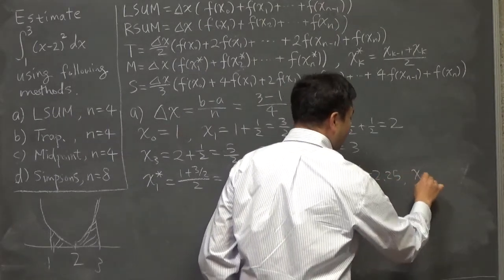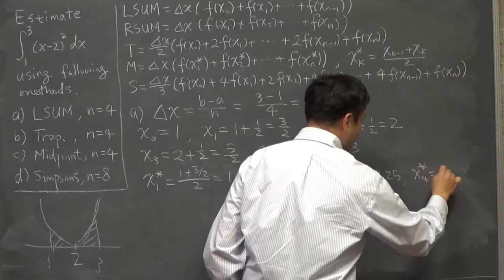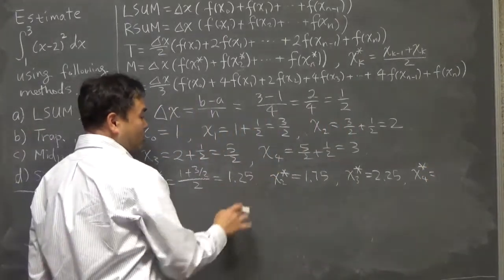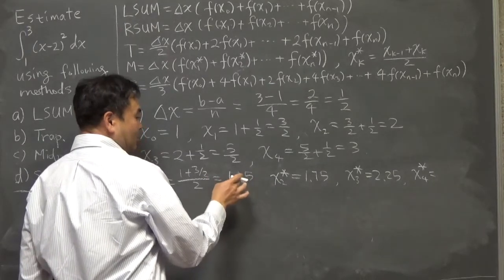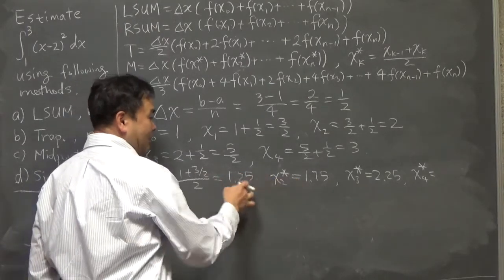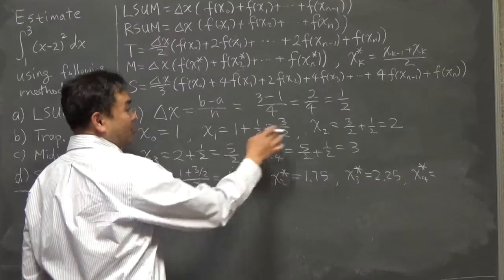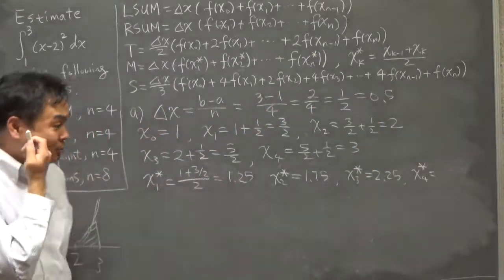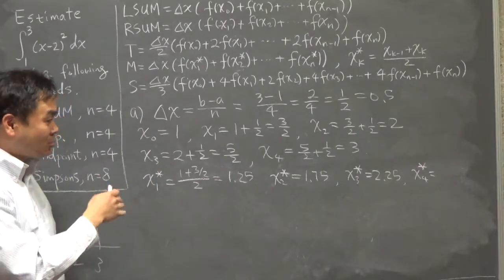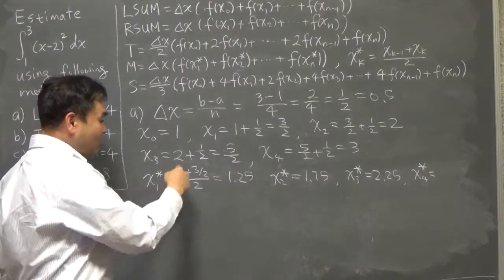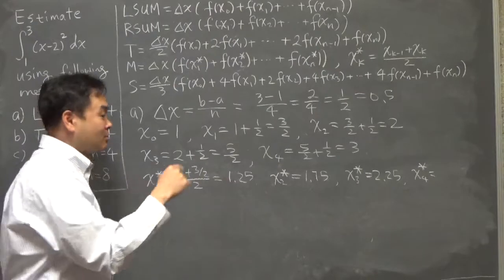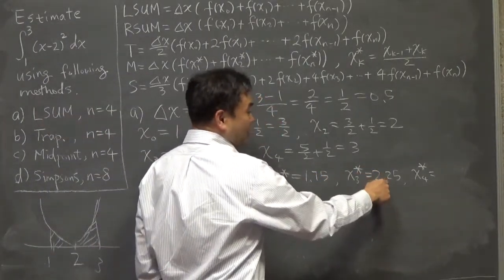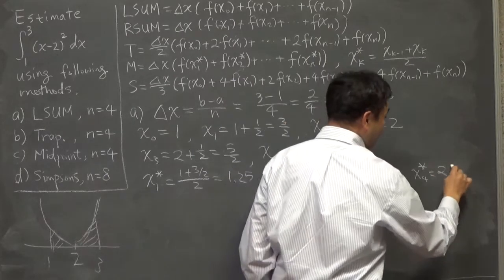And then x4 star would be, another thing you can see is that this also has a structure where you get to the next midpoint by adding the delta x, which is 0.5, right? So we could have also obtained the other ones by using that. You just use this formula for the very first midpoint, and then keep adding 0.5 to it to get to the next one. So 0.5 plus 2.25 would be 2.75.